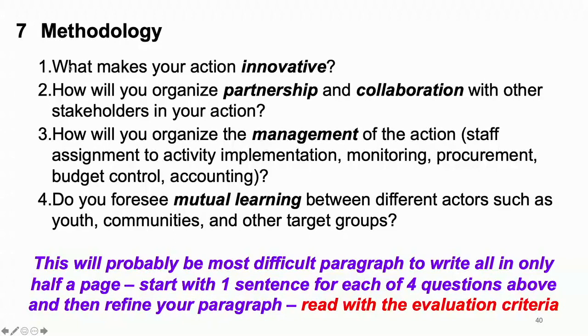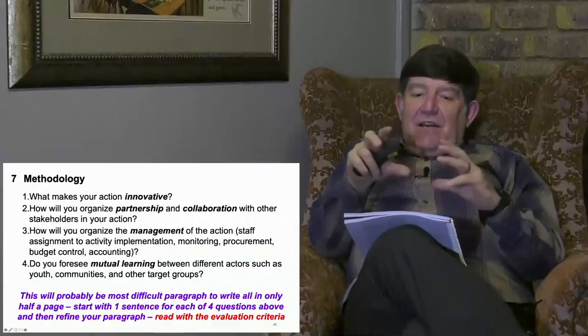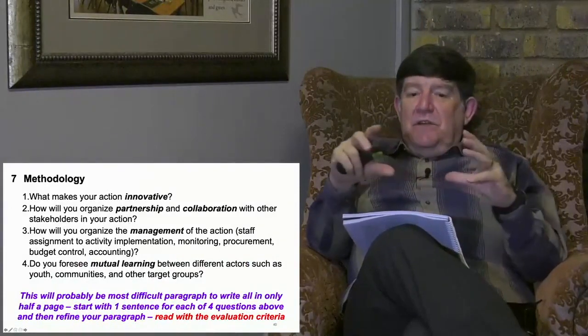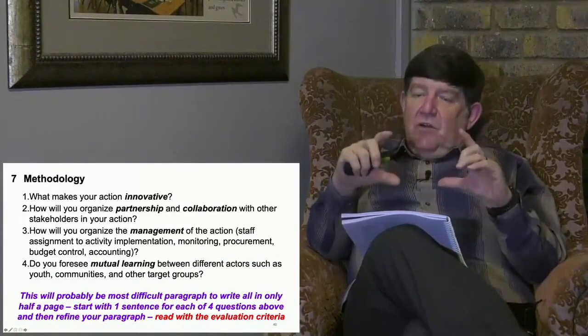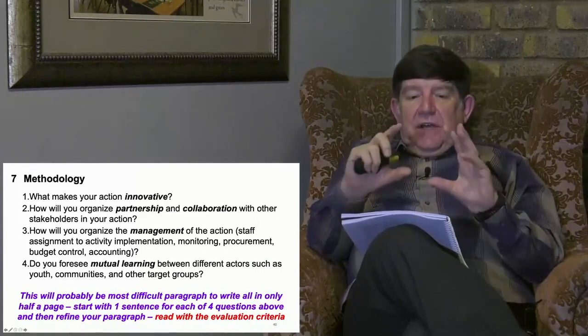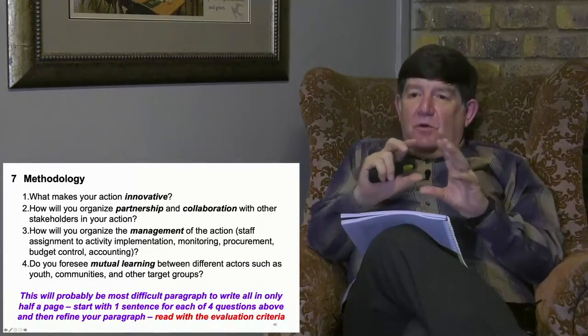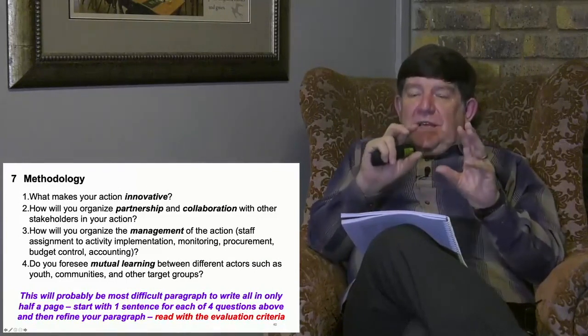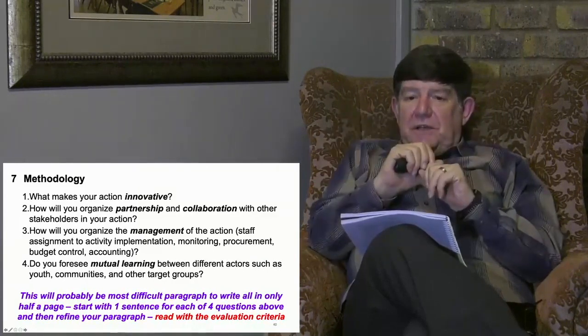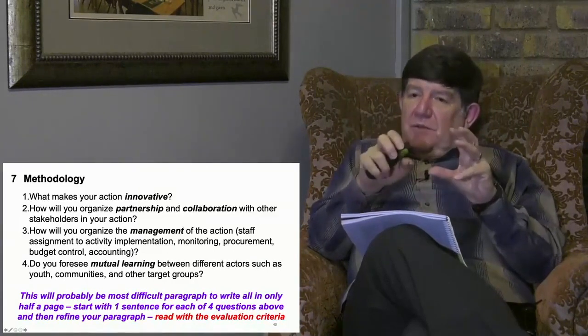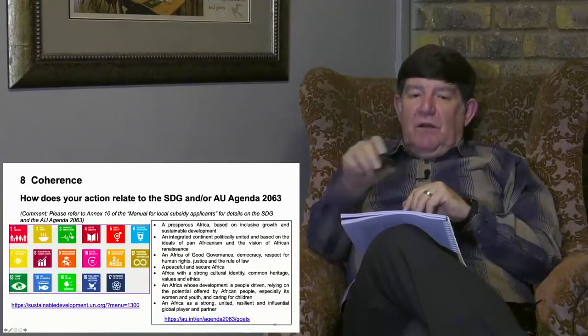Now, read the evaluation criteria, we'll discuss it just now, and then reformulate and expand on these 4 sentences, because you've now got a half a page, 350 words to deal with these 4 key questions, which is linked to the evaluation criteria. You need to spend a lot of time and really formulate this well.